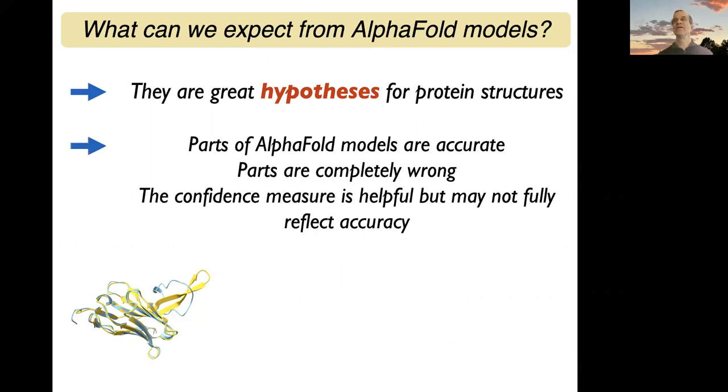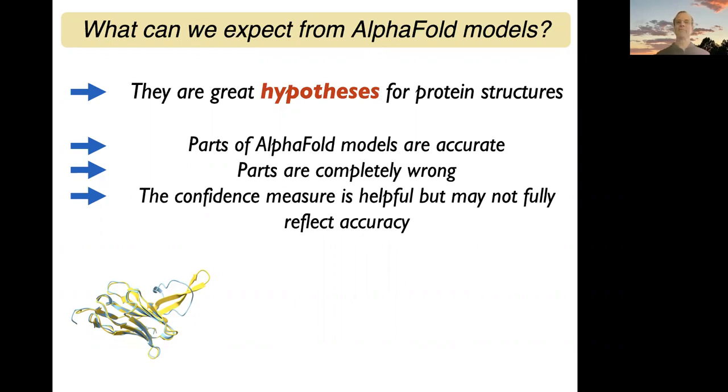Parts of them can be amazingly accurate. Parts of them are totally wrong. And the confidence measure is helpful, but it doesn't fully reflect accuracy. You can numerically quantify that, as the AlphaFold people did. The Pearson correlation coefficient between the confidence measure and the actual value of that LDDT is 0.75. And 0.75 means things are generally in the right direction, but they aren't always exactly right. So the confidence measure is helpful, but not perfect.